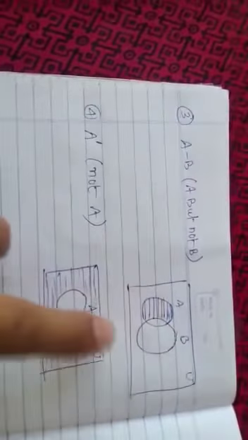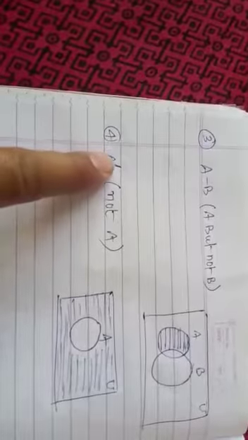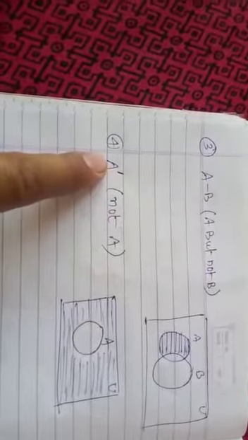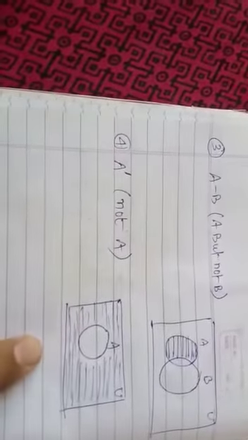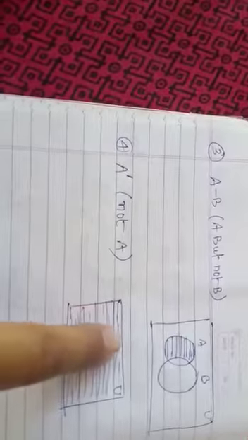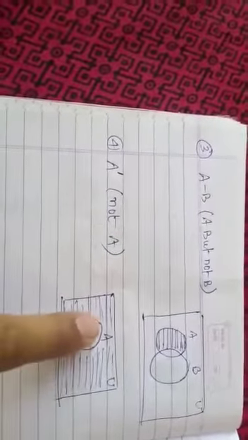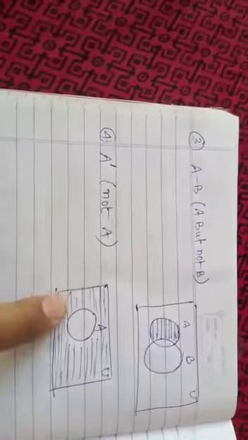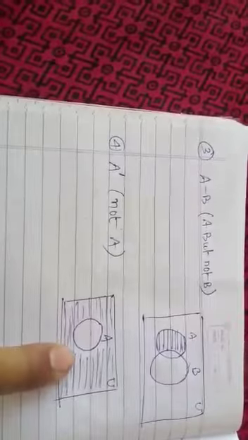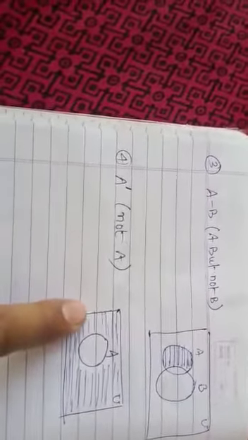Okay. After this, A dash, or you can say A not, or you can say A complement, not A. Now the Venn diagram for this is the universal set, and this is set A. Now the region outside this set A is known as the complementary set A.